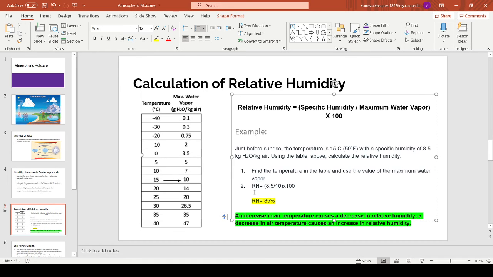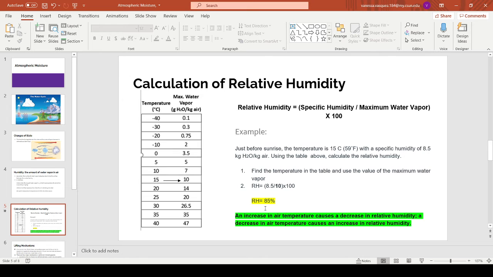So first, to do this calculation, we need to know our specific humidity, and in this case, our specific humidity is 8.5. So I put here relative humidity equals 8.5. And to find our maximum water vapor content, I looked at our table and went to 15 degrees Celsius. In this case, our maximum water vapor content is 10 at 15 degrees Celsius. I put relative humidity equals 8.5 divided by 10 times 100. And with this equation, the relative humidity is 85%.